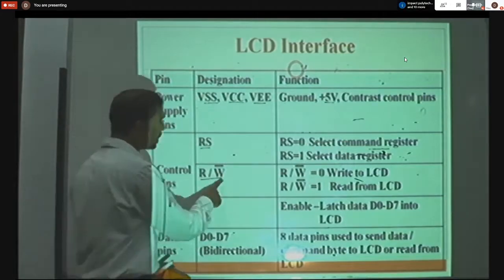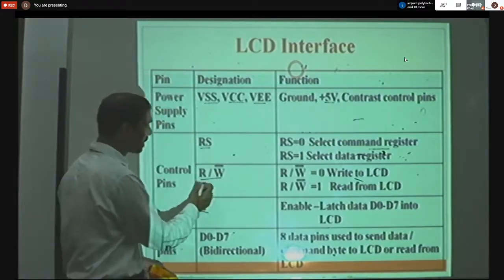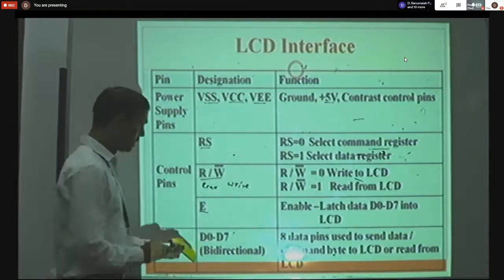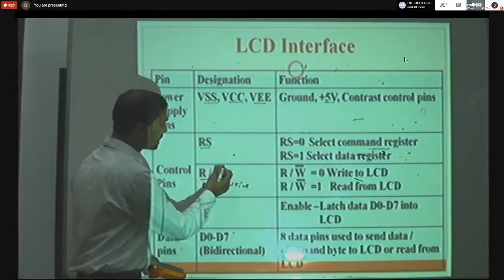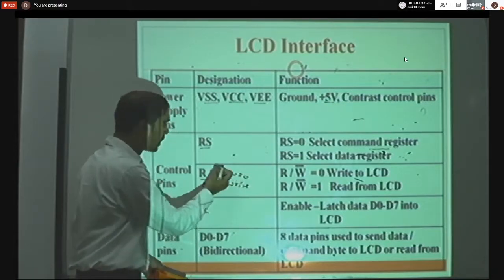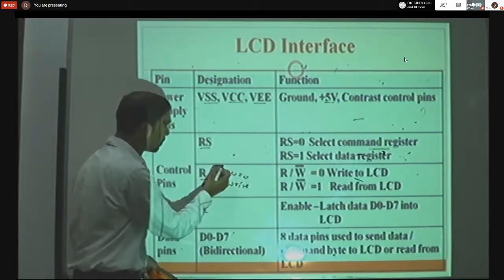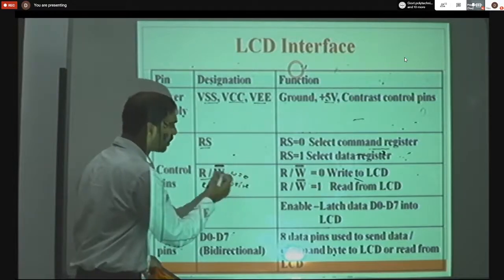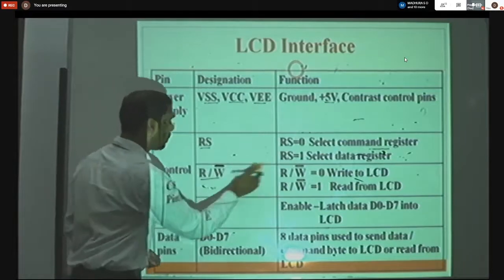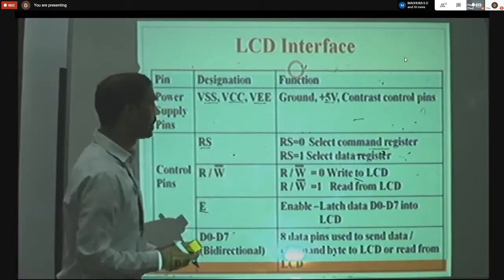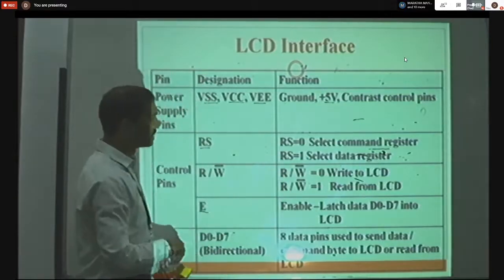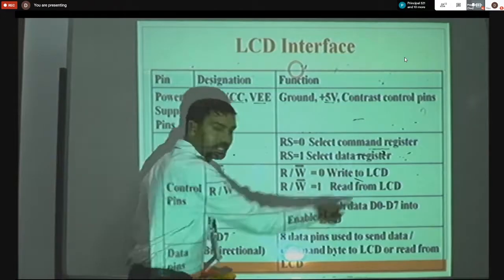Okay. One is the select command register, another one is the select data register. Similarly, R bar W. R is read, and W is write. Why is it a bar? When W is equal to 0, it will be active. This is called the negative strobe generally. Negative means bar. When it is 0, then only it is active. When W is equal to 1, it will not be active. So what happens when R bar W is equal to 0 and when R bar W is equal to 1? When R bar W is equal to 0, it is write to LCD.